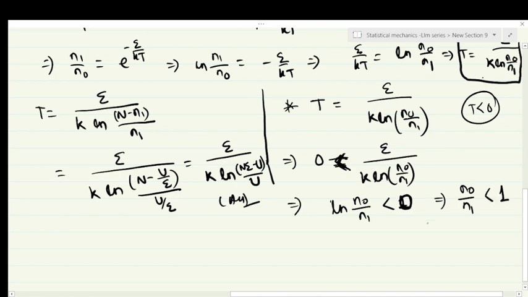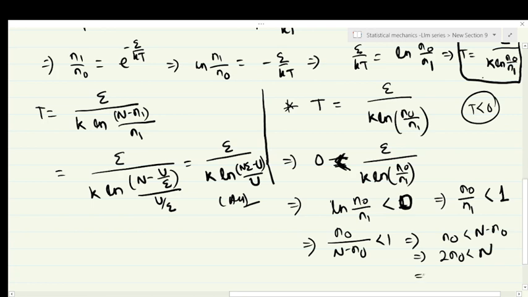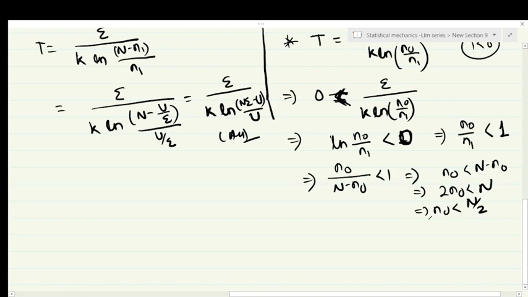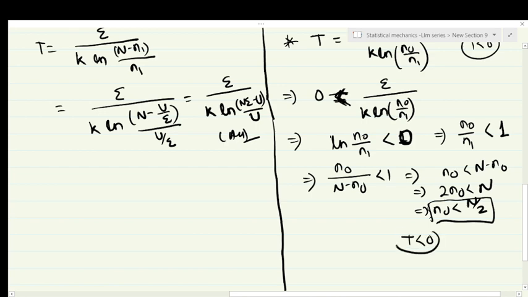If you take the exponential on both sides, we have to find N0, so replace N1 by N minus N0. Then N0 by N1 is N0 divided by N minus N0, which is less than 1. That implies N0 is less than N minus N0, that implies 2 N0 is less than N, that implies N0 will be less than N by 2. This is the condition when temperature is less than 0.